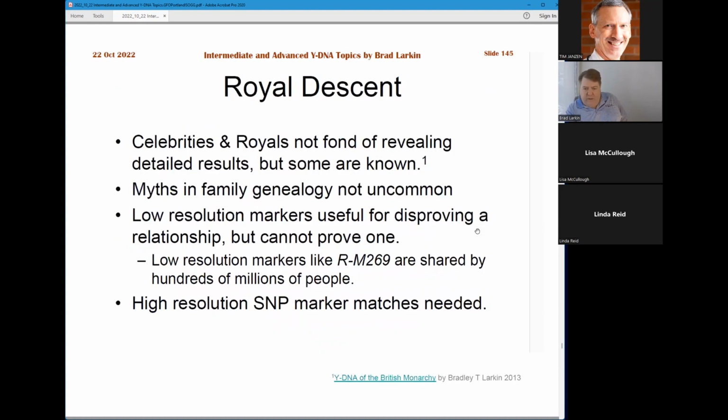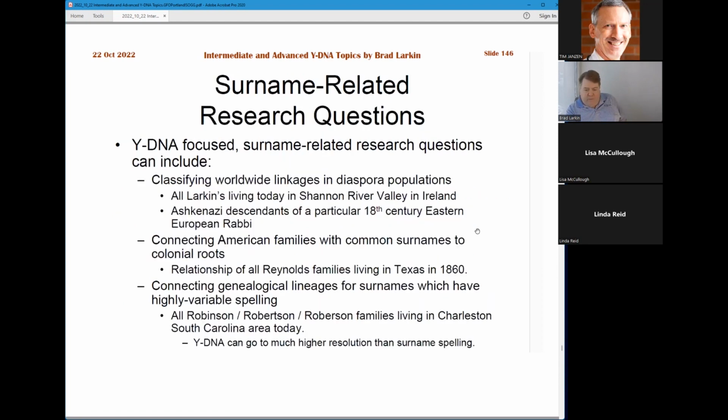Royal descent. Most celebrities and royals are not fond of revealing. Myths in family genealogy are not uncommon. Low resolution markers can be useful for disproving a relationship, but they cannot prove one. So RM269 is shared by hundreds of millions of people. You really need high resolution STR and SNP markers.